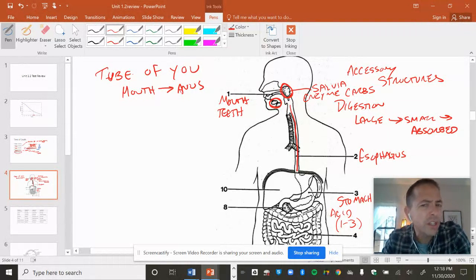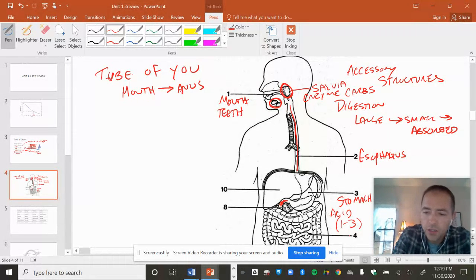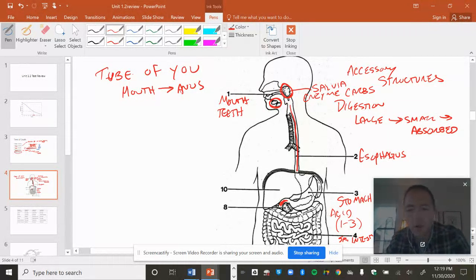But notice we really haven't done a whole lot of absorption yet. We then move on to the first part of a really long piece of your digestive tract. Not necessarily large diameter, but long piece, and that's the small intestine. So number 4 here is the small intestine. Right, so that's the small intestine.